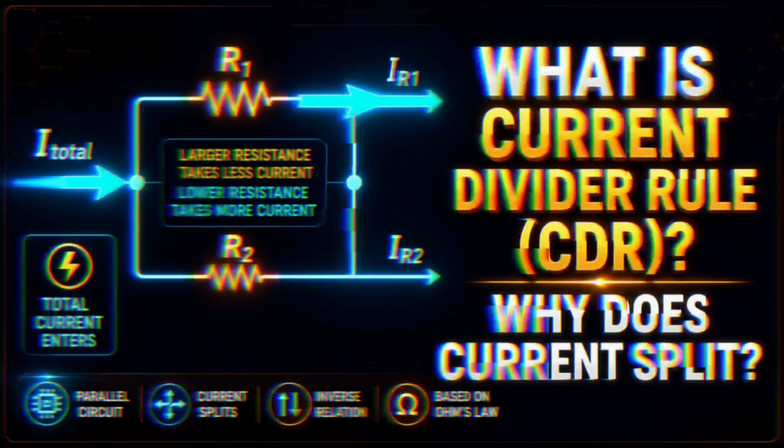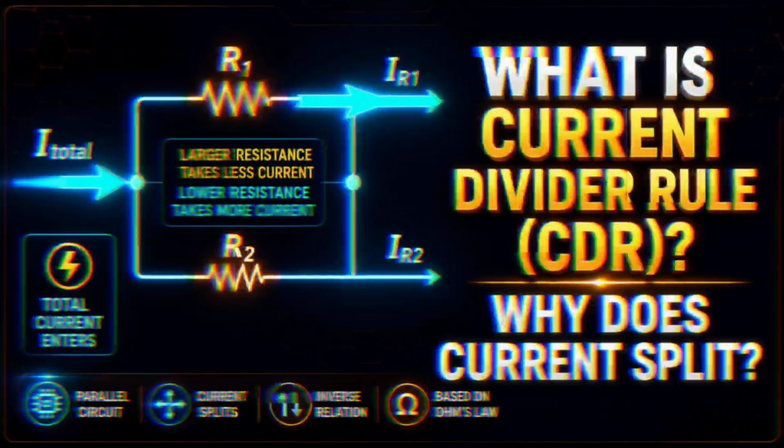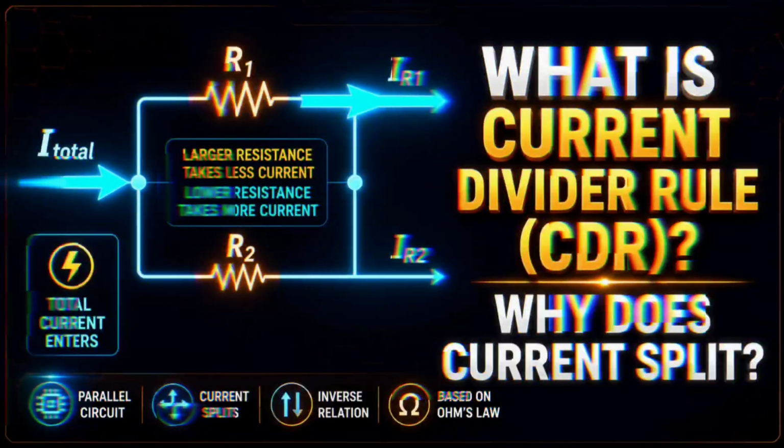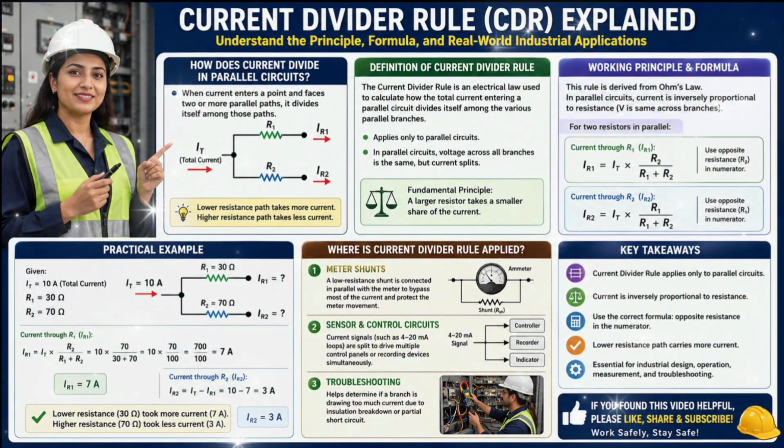When electric current enters a substation panel or an electronic circuit board, and it faces two or more parallel paths, how does it decide how much current flows into each path? Does more current flow through the wire with higher resistance or the one with lower resistance?